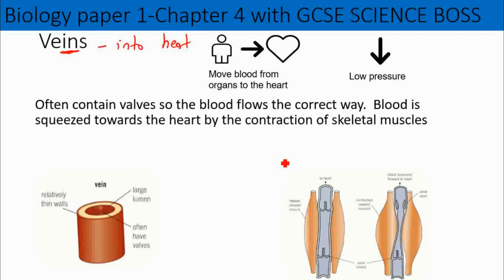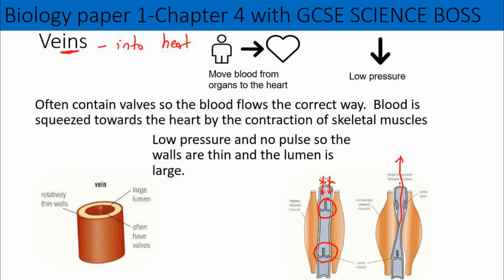So most of the time, veins will contain something called valves. So you can see the valves here. And what the valve does is that it prevents the blood from flowing backward. So it stops the blood from flowing backward. It allows the blood to only flow in one direction.